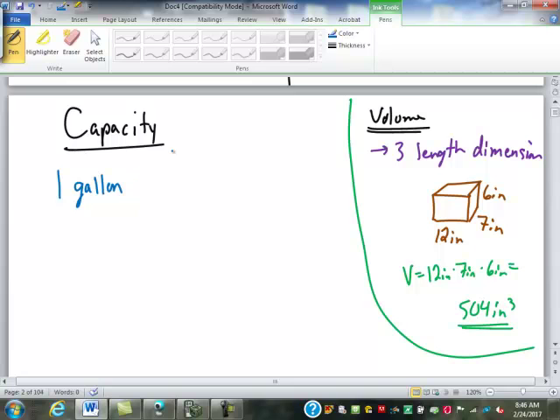You might have heard the phrase or the term 10-gallon hat. That wasn't a hat that held 10 gallons. It was just a really big hat. It was a figure of speech. So smaller than a gallon, we have a quart. Can anybody tell me how many quarts are in a gallon?